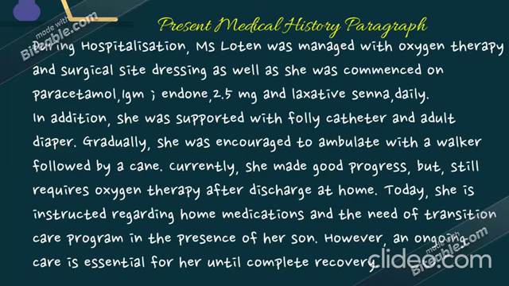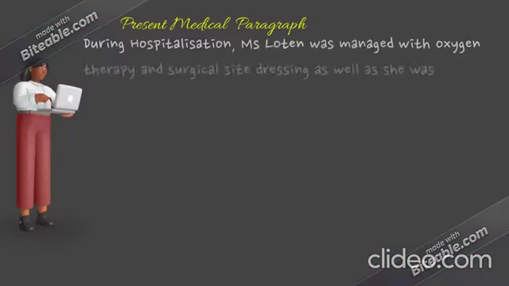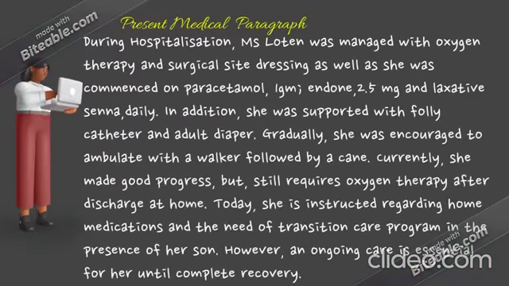Then we can write, currently she has made good progress, but requires oxygen therapy at home. Then we can write she was instructed regarding home medications in the presence of her son and explained the need for the transition care program. However, ongoing care is essential for her until complete recovery. So this is like a conclusion sentence in this medical paragraph.